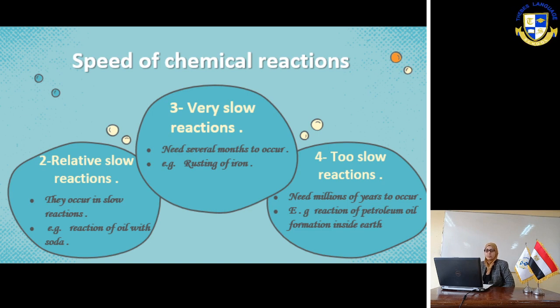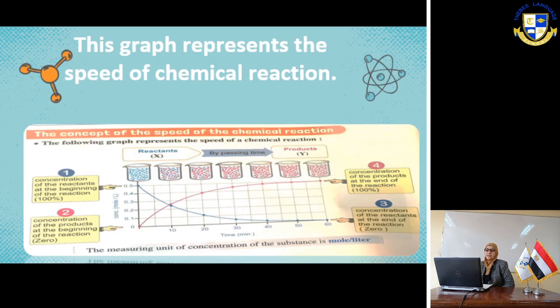Slide number 4. This graph represents the speed of the chemical reaction. Here we can see the concept of the speed of the chemical reaction. The following graph represents reactant X, by passing time, product Y. Here we can see the concentration of the reactant at the beginning of the reaction is 100 degrees, and the concentration of the reactant at the end is 0 degrees. Number 2, the concentration of the product at the beginning is 0, and the concentration of the product at the end is 100 degrees.